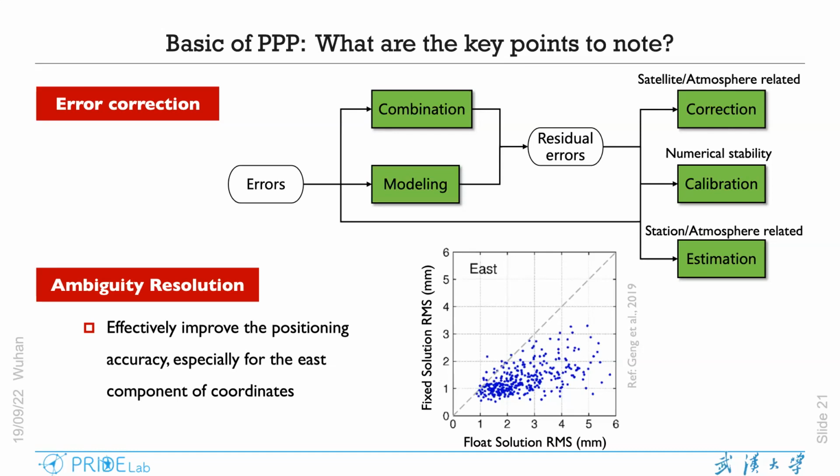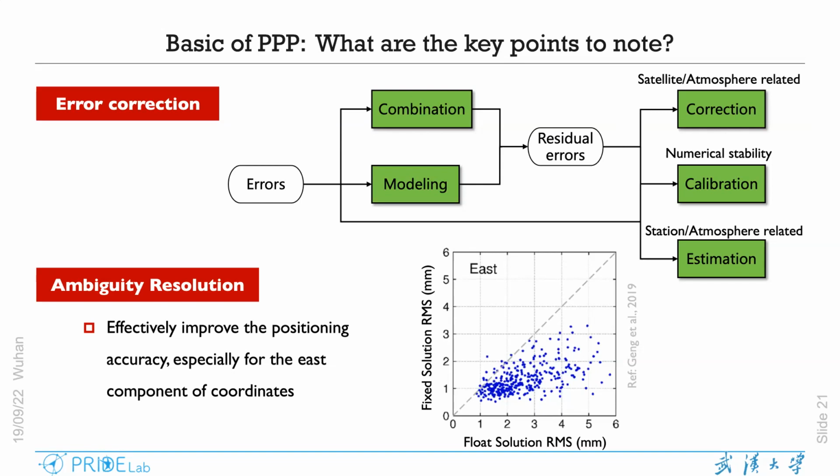So these errors will be quite complicated in our PPP processing, and you have to make sure that every model is correct before you can maintain millimeter level positioning. The second one is the ambiguity resolution.